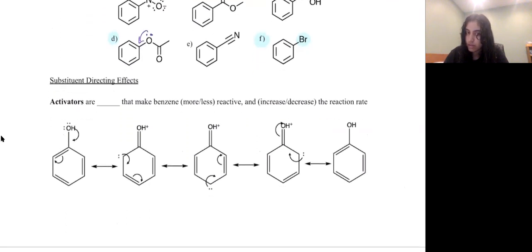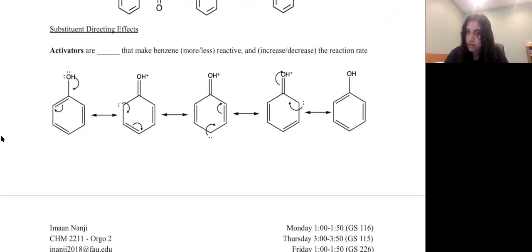Okay, speaking of activators, we have this thing. Activators are going to be electron donating groups that make the benzene more reactive, and they increase the reaction rate. And then this is the resonance reasoning behind that. When the EDG donates electrons in via resonance, you can see that there's a lone pair, and the lone pair gets placed on the ortho and para positions, these 3 carbons.